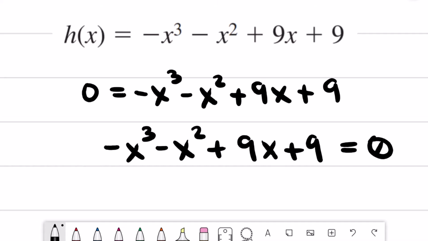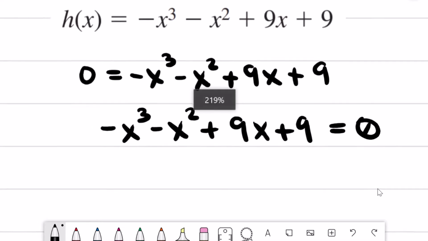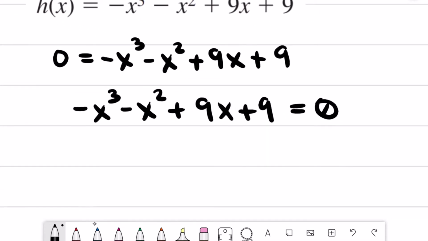Now the next thing we want to do is figure out whether there is a greatest common factor between these four terms, because we want to factor our polynomial before we find the solutions. There's no greatest common factor, or GCF, between the four terms, but there are four terms, so we can use the grouping method. I'm going to group the first two terms together, and I'm going to group the second two terms together.